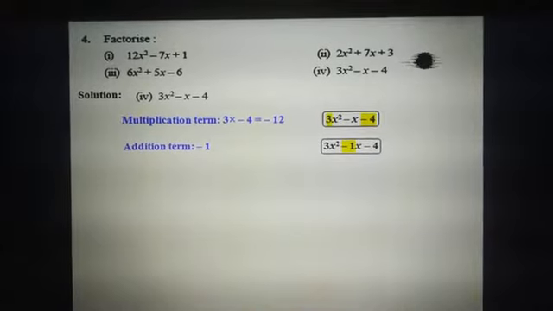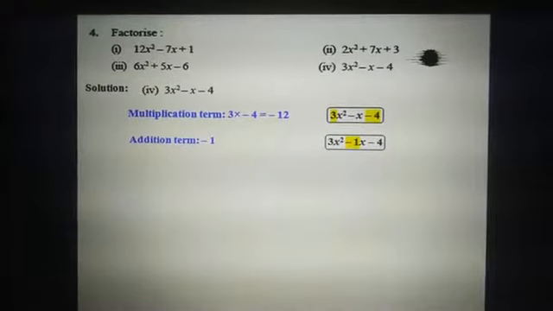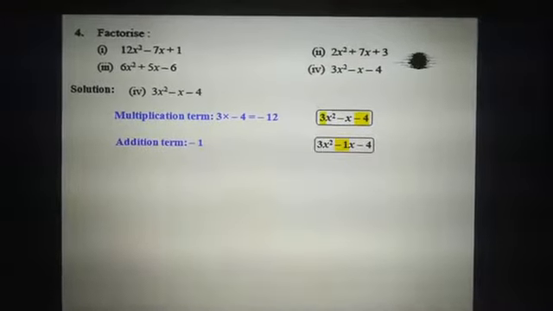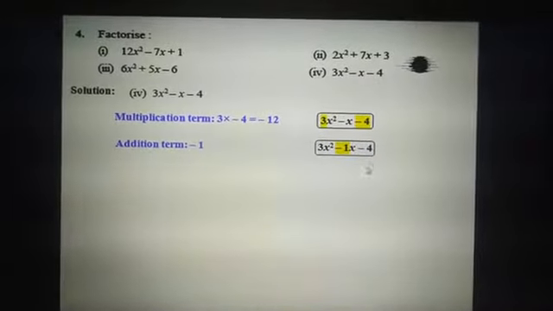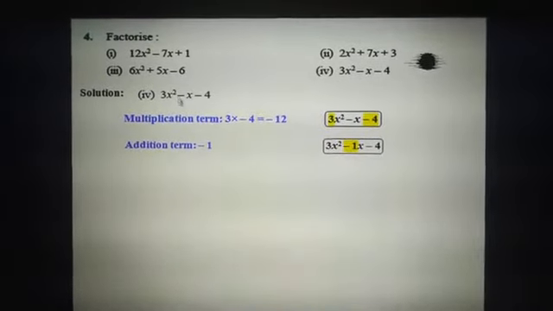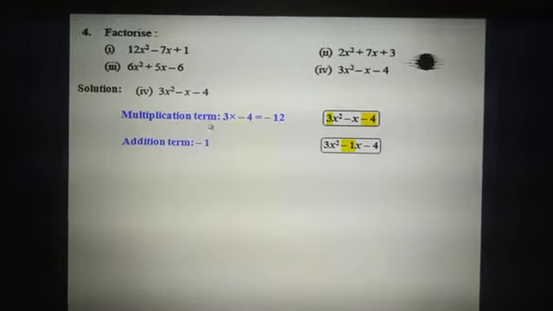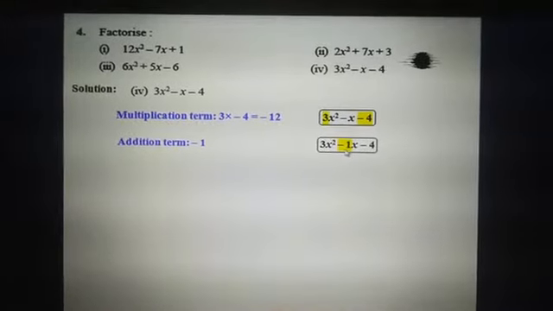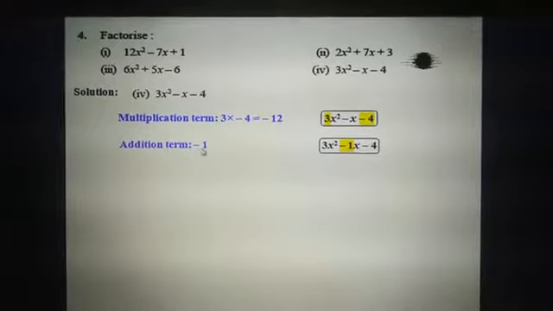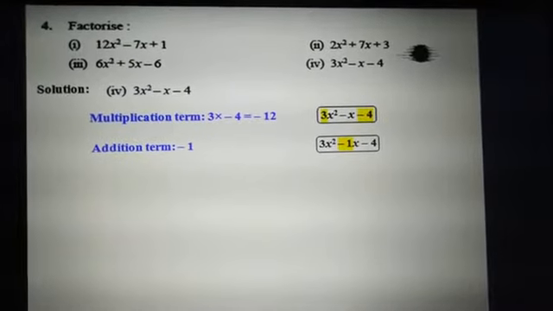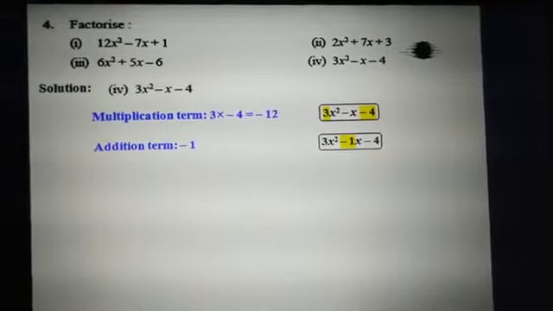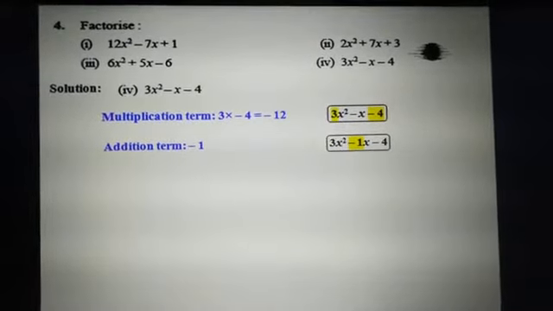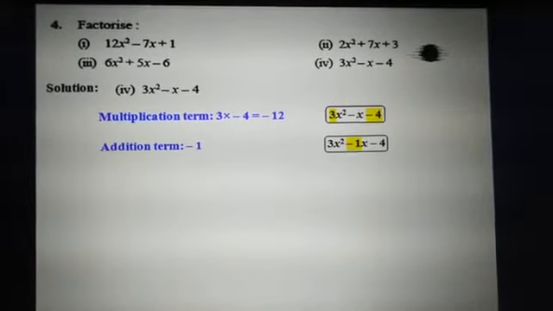Next, the addition term. The addition term is very simple. Simply the coefficient of x alone is called the addition term. Here the coefficient of x is minus 1. See here, actually minus x means minus 1x. So the coefficient of x is minus 1, that is called the addition term. Here we need to find two numbers. By multiplying the two numbers, you will get the multiplication term. With the same two numbers, by addition, you will get the addition term.